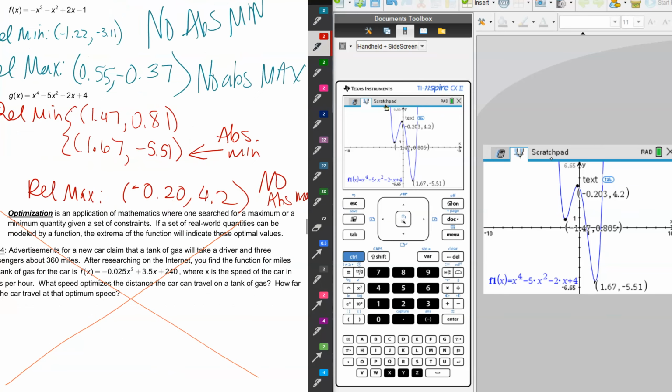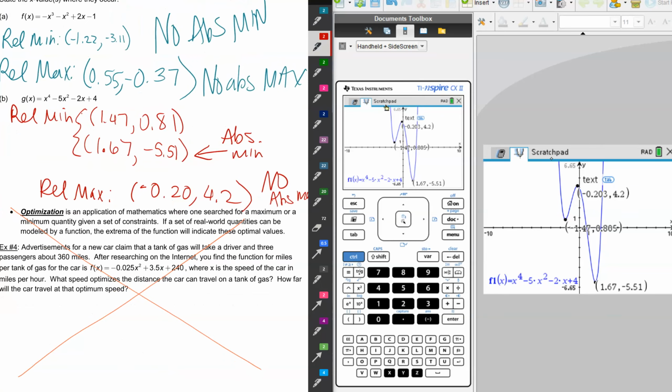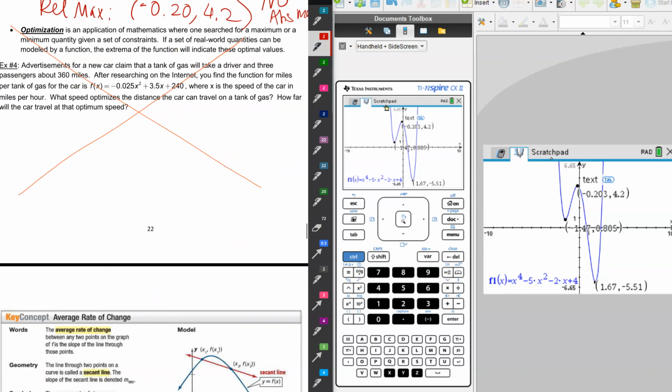Okay, so questions over this one? No? I mean, I think I've beat it into your brain. Optimization's like, oh hey, so you're literally finding the minimum and maximum. And then this is the last part.